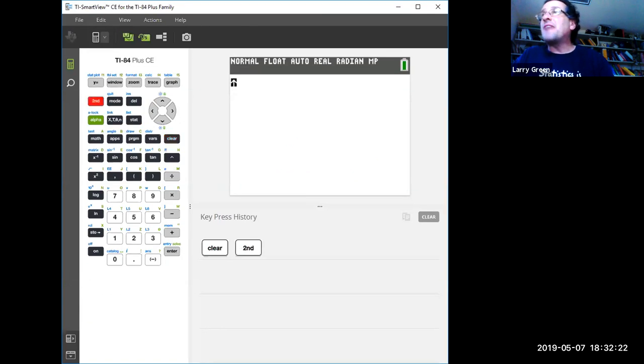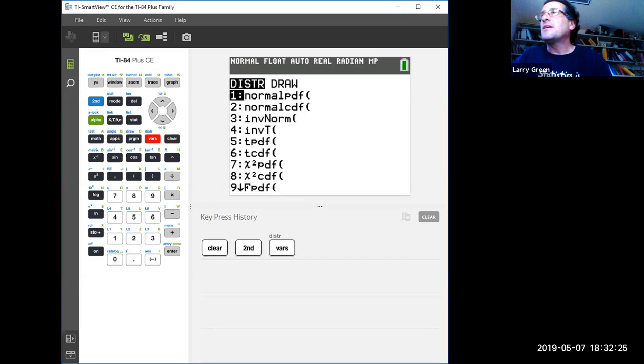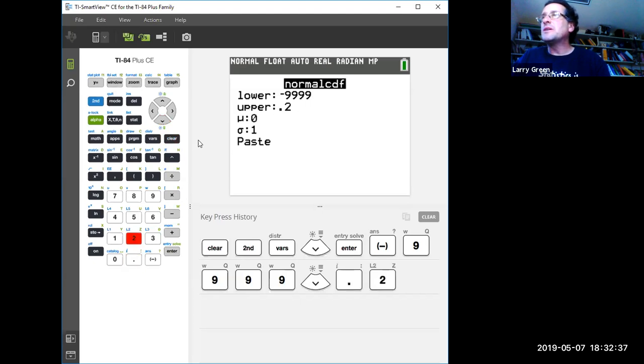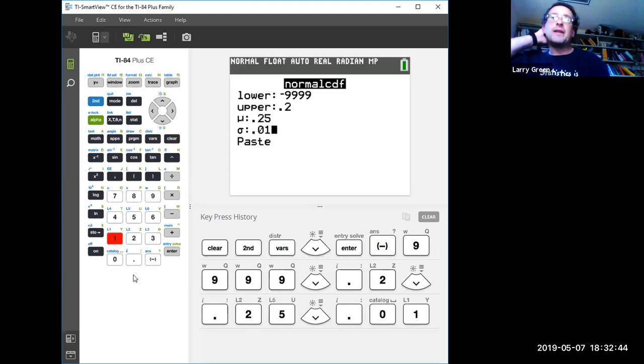And that's easy. We know how to do that from the last chapter. We go second distribution. We do normal CDF. And our lower is negative bunch of 9s. Upper is 0.2. Mu is 0.25. And sigma was 0.01, because we calculated that. So let me ask, are there any questions about how I got these four numbers? Because we want to be less than or equal to 0.2, that goes from negative infinity to 0.2, and you use negative 999. Okay, so then we just enter a couple times.